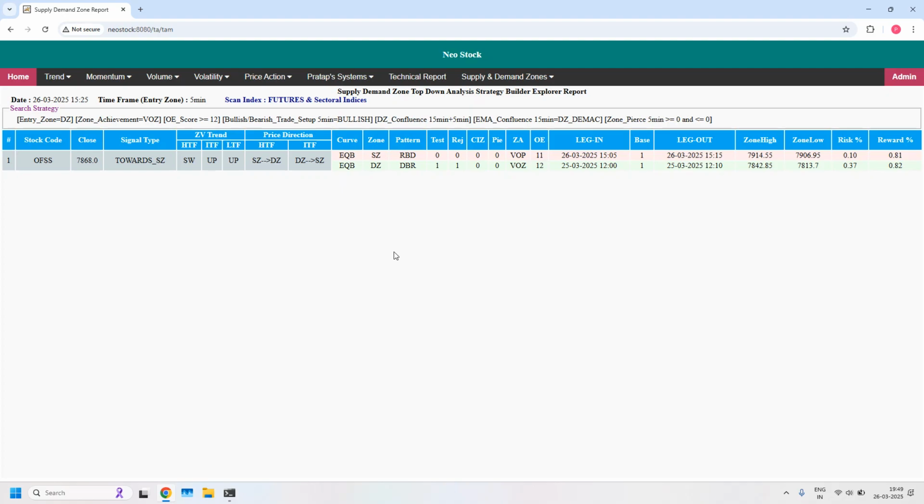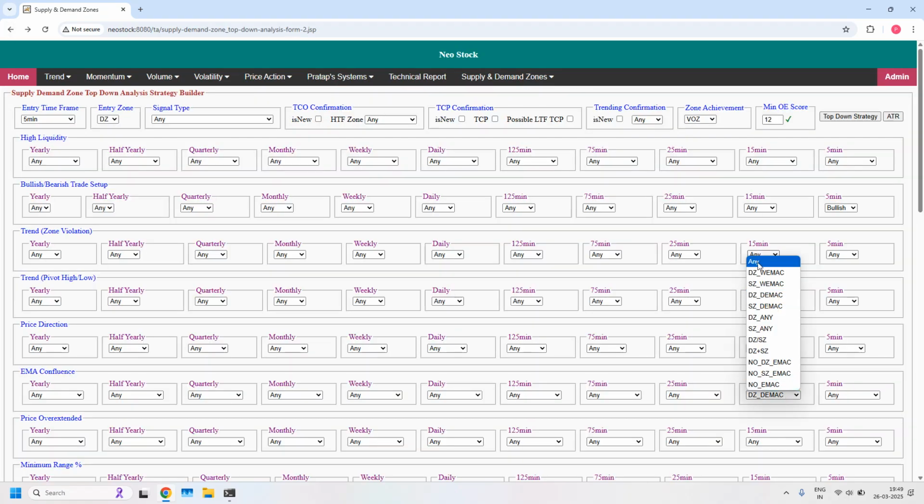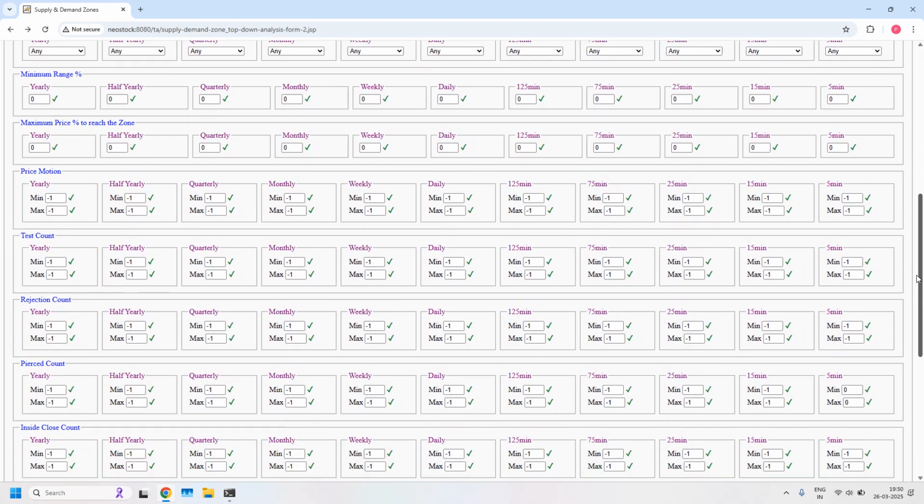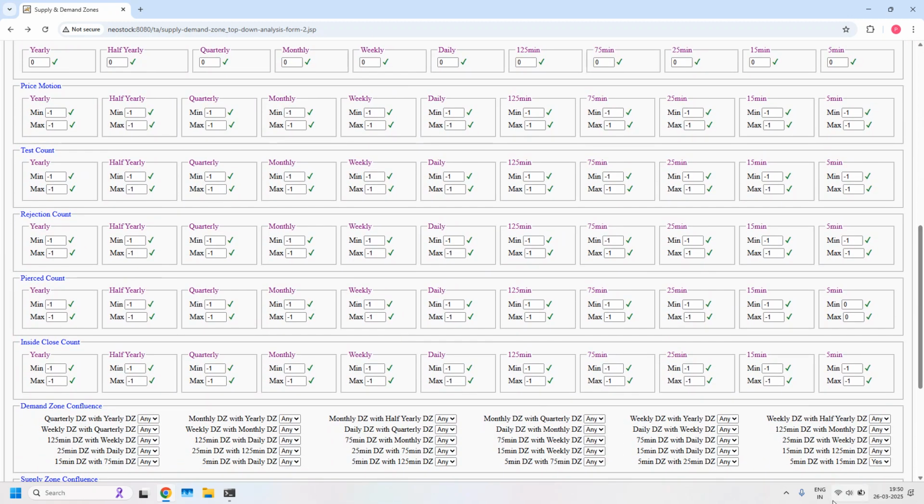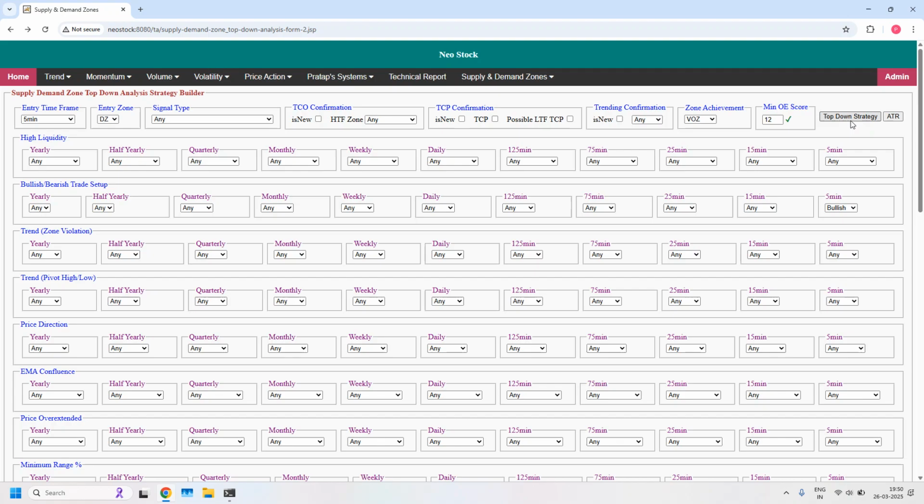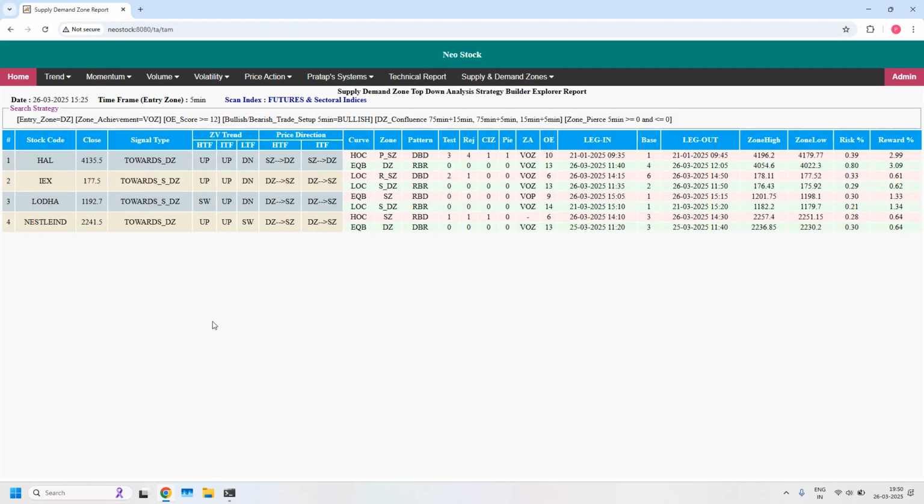Okay, next let us filter based on LTF, ITF, HTF demand zone confluence. Removing the EMA filter. LTF, ITF, HTF demand zone confluence: first filter is enabled. Second filter, 5 minutes with 75 minutes zone confluence. Then 15 minutes demand zone with 75 minutes demand zone confluence. With all the three filters, we got 4 stocks.